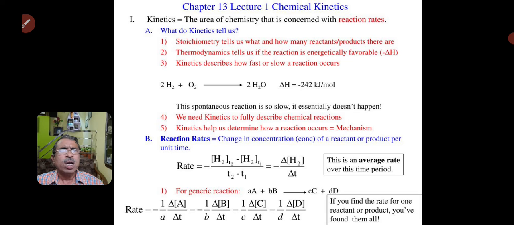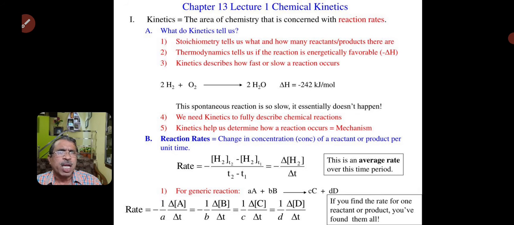Thermodynamics tells us if the reaction is energetically favorable or not. Kinetics describes how fast or slow the reaction occurs. We need kinetics to fully describe a chemical reaction. Kinetics helps us determine how a reaction occurs and also the mechanism of the reaction. Therefore, we call the rate of reaction the change in concentration of a reactant or a product per unit time.